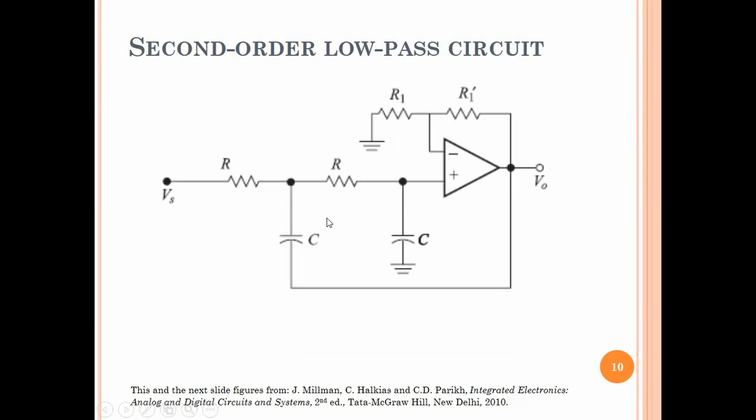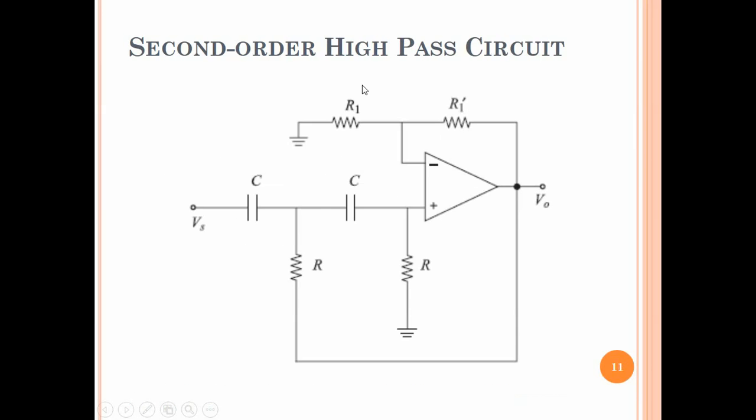Now I'd like you to, as an exercise or homework, derive the transfer functions of each of these circuits. So find VO by Vs, assuming Vs is some sinusoidal signal of frequency omega. So derive the transfer function and then draw a Bode plot of this. All right, do this as homework, for the low pass as well as the high pass circuit.